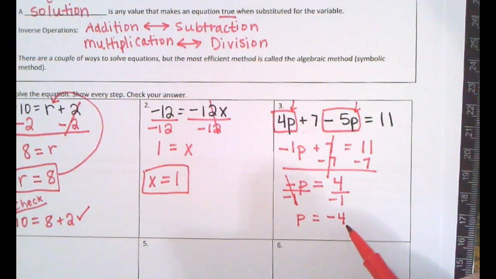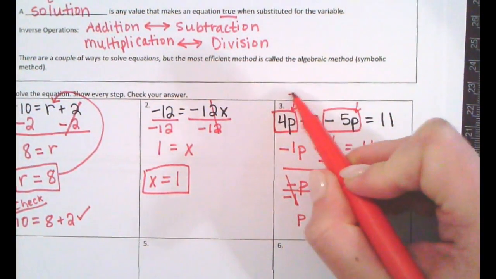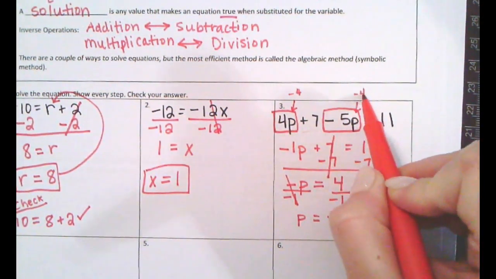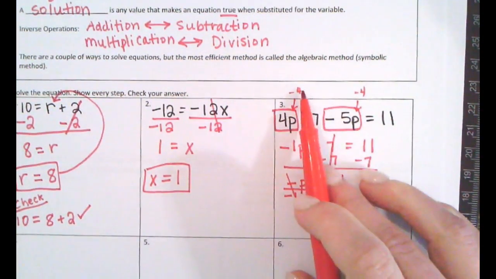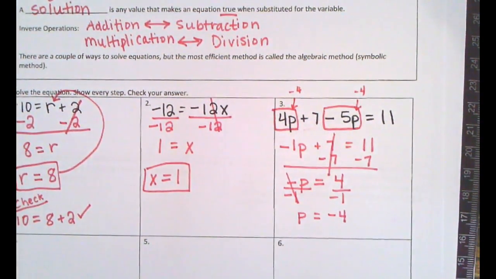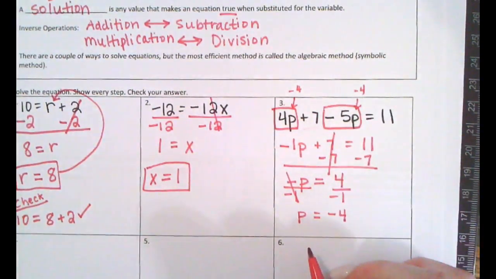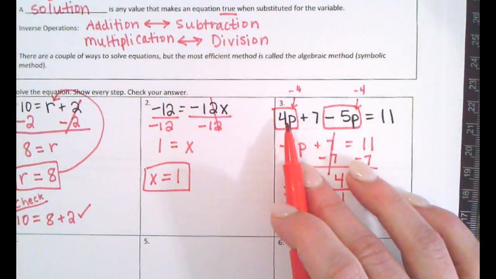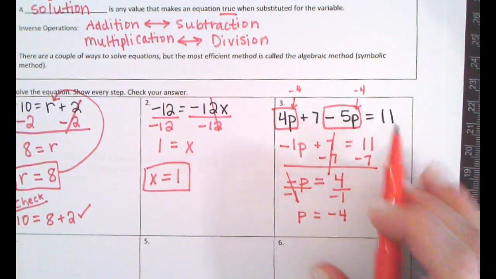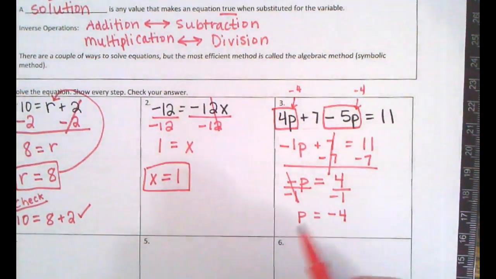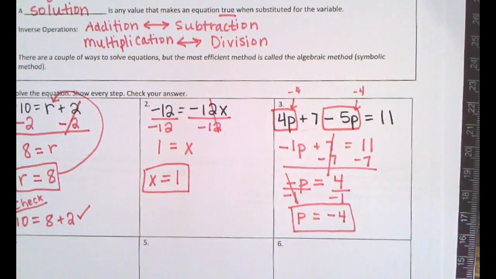When you check this one and put it back into the original, I would plug in negative 4 in both of those spots in the original problem. So 4 times negative 4 is negative 16. Negative 5 times negative 4 is positive 20. So I have negative 16 plus 7 plus 20, which gives me positive 11. So I know this one has checked off.